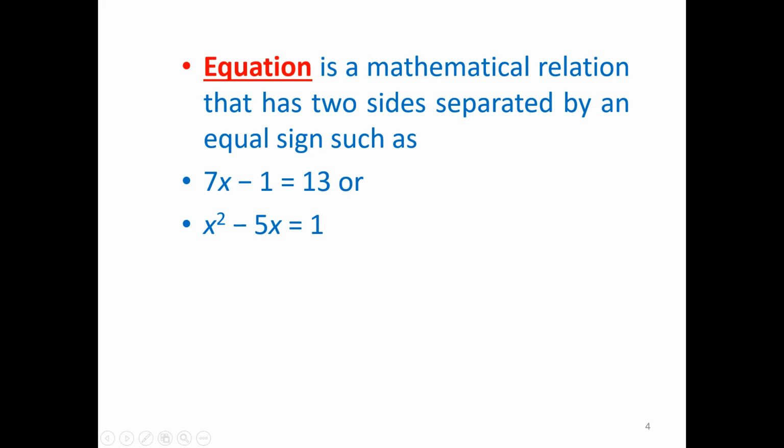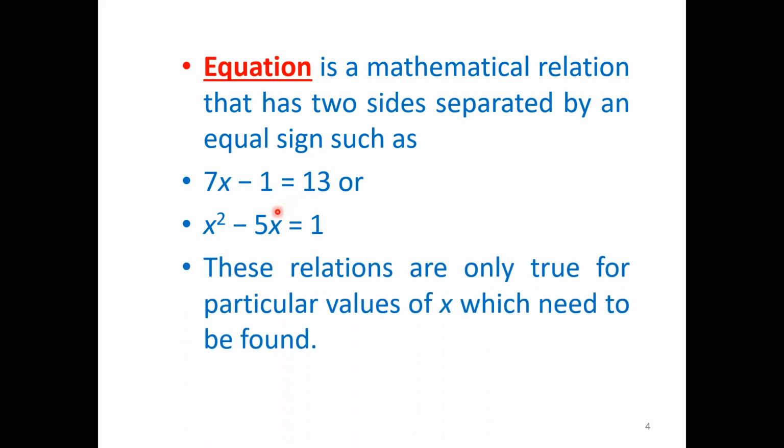So you can see here the equation has two sides. This is called the left side, and this is called the right side. So 13 is the right side, 7x minus 1 is the left side, and they are separated by an equal sign. So this is called an equation in mathematics.